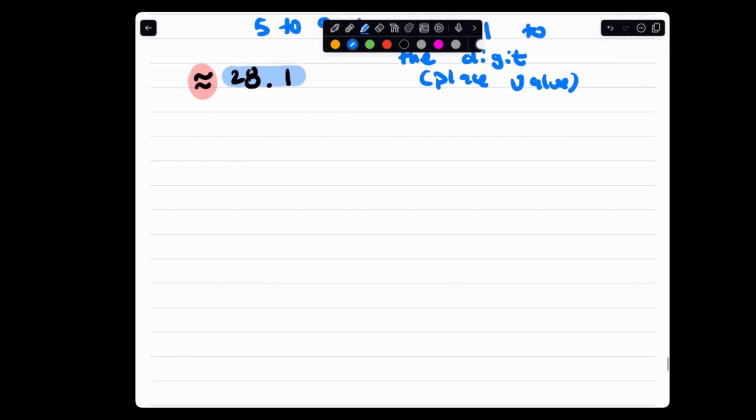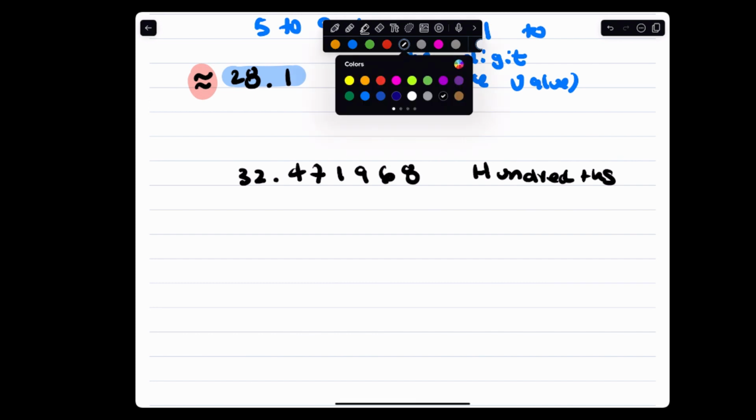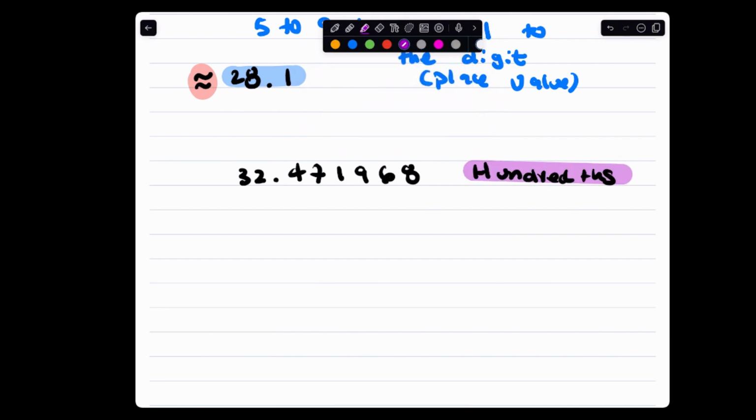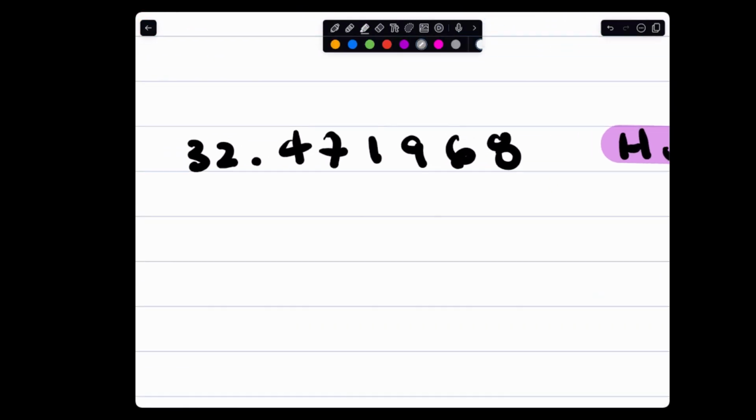Okay, so what if you had, for example, 32.471968, and now they want you to approximate to the what? Hundredths position. And you say, Mr. Judge, where's that hundredths position? Well, you guys tell me. Anybody know what digit is in the hundredths position?